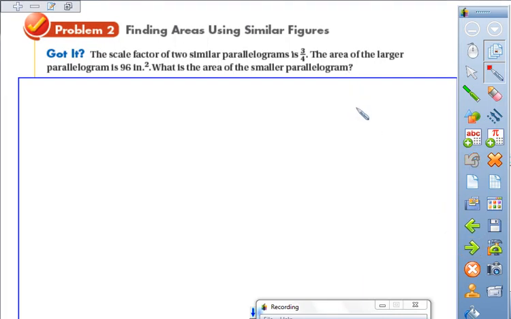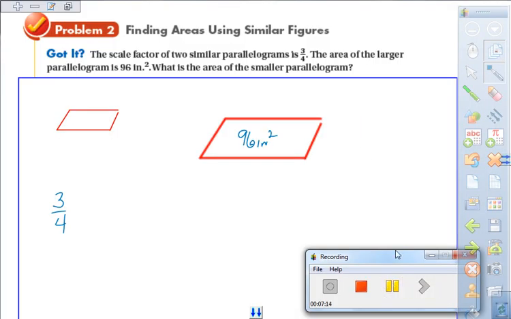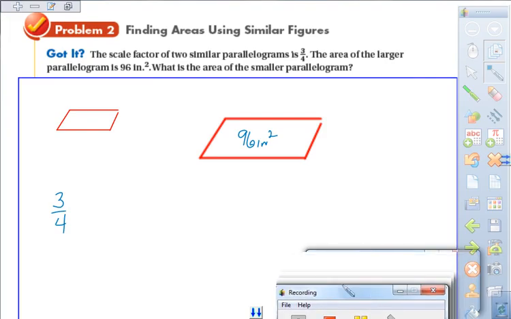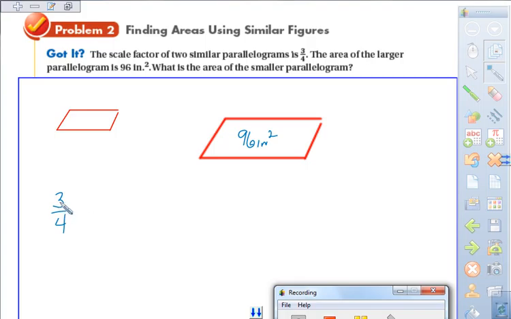The scale factor of two similar parallelograms is 3 to 4. The area of the larger parallelogram is 96 square inches. What is the area of the smaller parallelogram? So here's a sketch of what I think the picture is going to look like. We have a smaller parallelogram and a larger one. The ratio of their sides is 3 to 4, which also means the ratio of their perimeters is 3 to 4. The area of the larger parallelogram is 96 square inches. We have to find the area of the smaller, so I'll call that x.